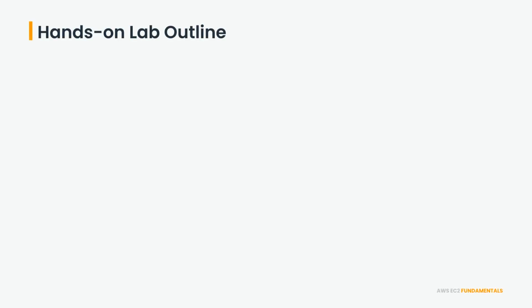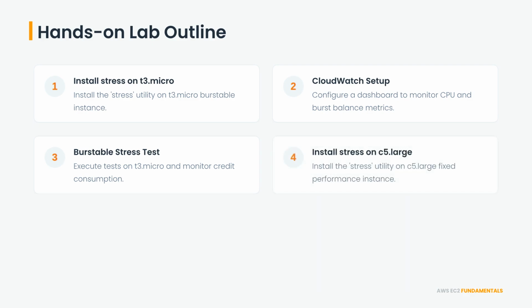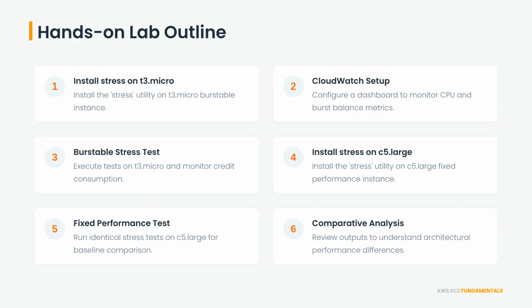Before we begin, here's a quick overview of the hands-on demo. First, we'll install the stress utility on a T3 micro instance and configure a CloudWatch dashboard to monitor CPU usage and CPU credits in real time. Next, we'll run a stress test on the burstable instance and observe how CPU credits are consumed under sustained load. Then, we'll repeat the same test on a C5 large compute-optimized instance to compare fixed performance behavior. Finally, we'll analyze both results side by side to understand when to use burstable versus fixed performance EC2 instances.